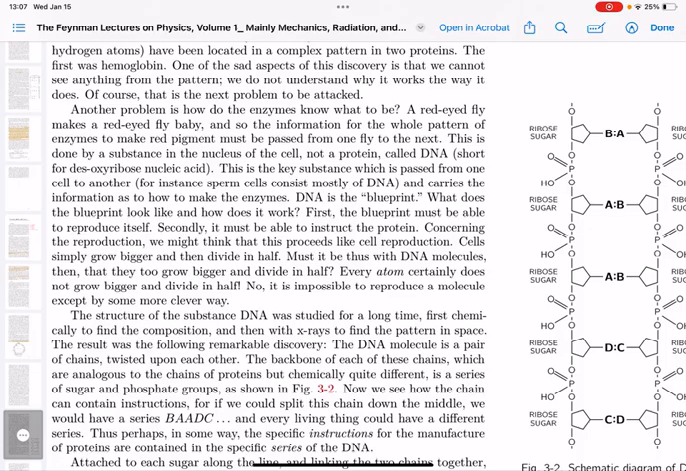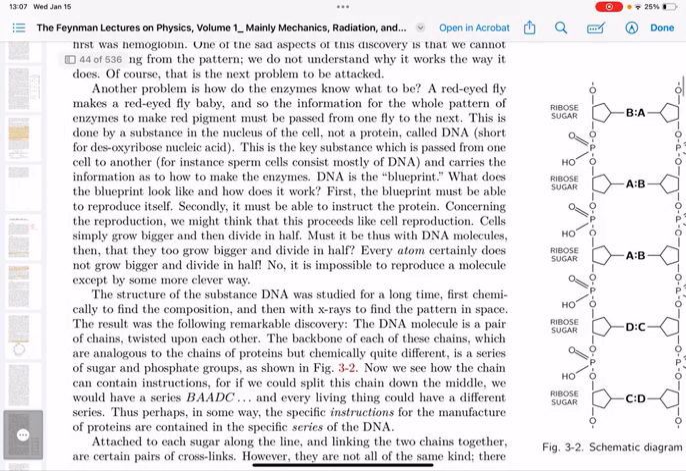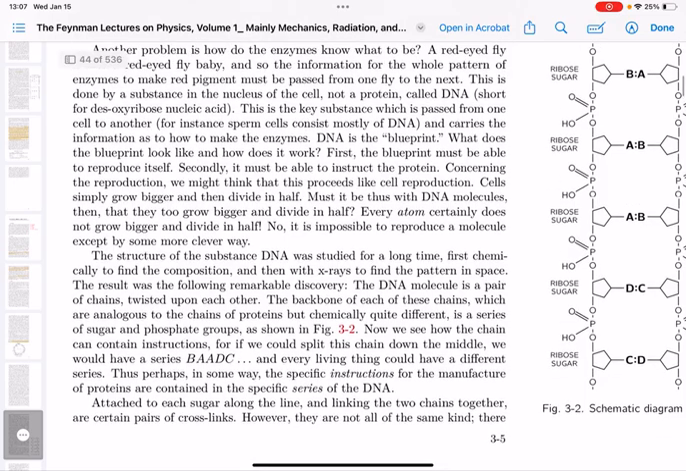I love it. Another problem is how do the enzymes know what to be? A red-eyed fly makes a red-eyed fly baby. So the information for the whole pattern of enzymes to make red pigment must be passed from one fly to the next. This is done by a substance in the nucleus of the cell, not a protein, called DNA, short for desoxyribose, or whatever you call it.